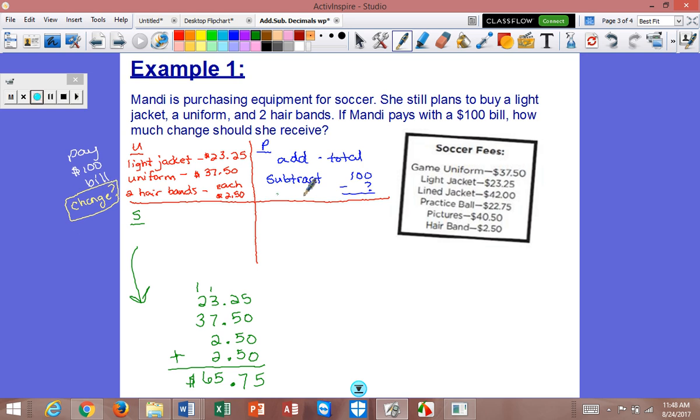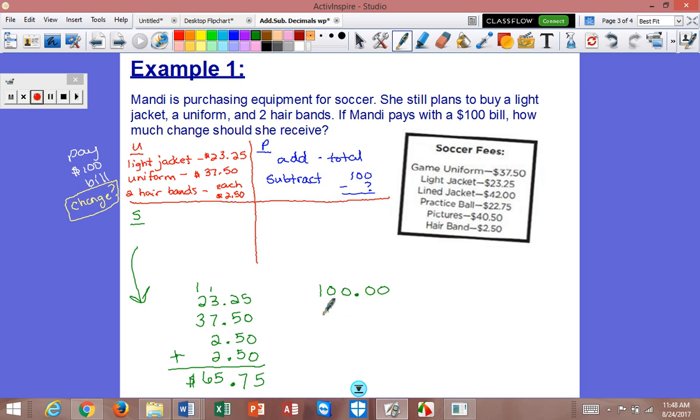So our next step is to subtract. So I'm going to take that $100 bill and subtract $65.75. Notice that 100 does not have a decimal. So it's always understood to be at the end of the last number. It's just like the period at the end of a sentence. So then I'm going to add 2 zeros. So that's what $100 would look like with 2 decimal places.